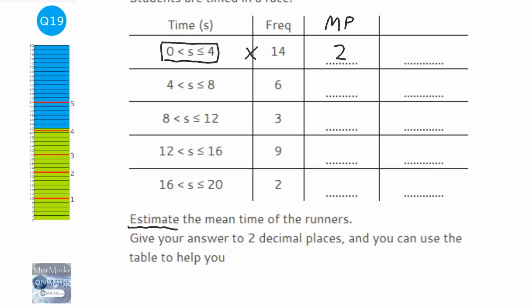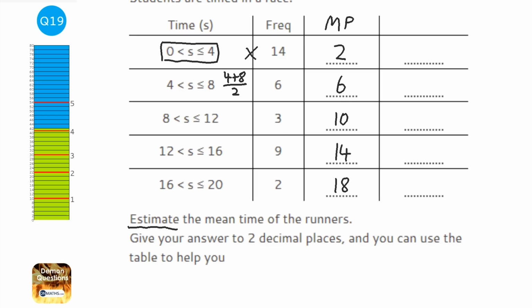So we find the midpoint of each of the groups, and a way of doing this is just adding the lowest and highest value together and dividing it by 2. Or just having a look. 4 to 8 will be 6, 8 to 12 halfway would be 10, 12 to 16 halfway would be 14, and 16 to 20 halfway would be 18.